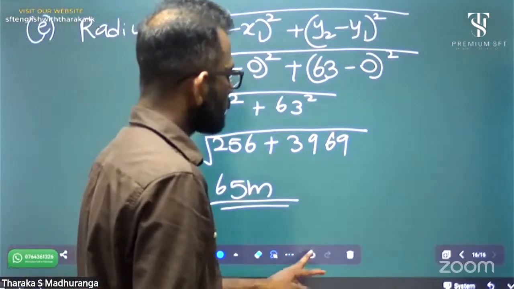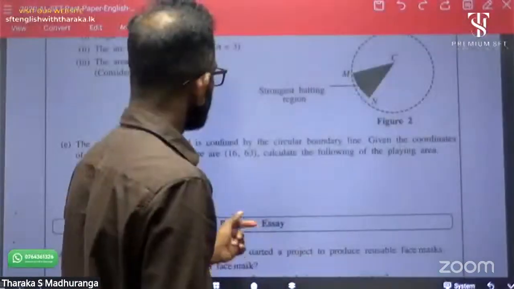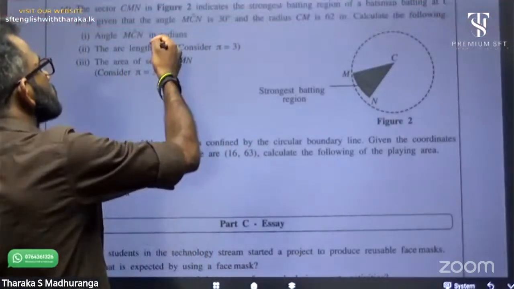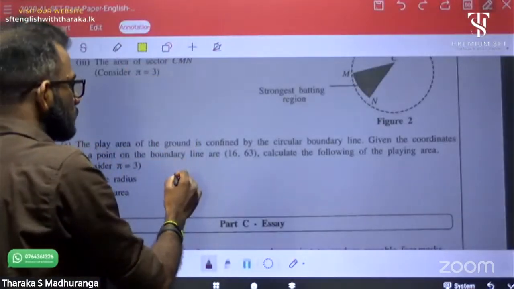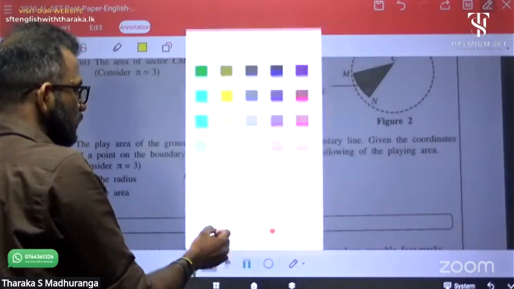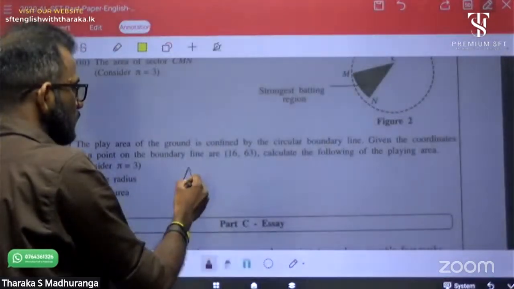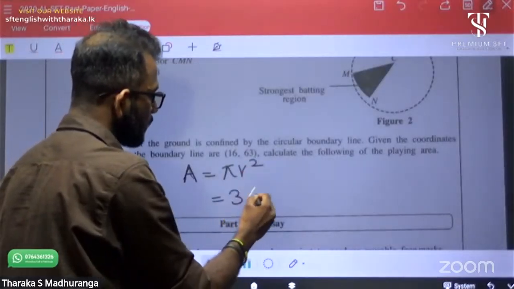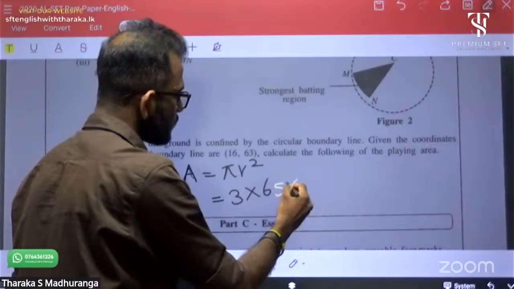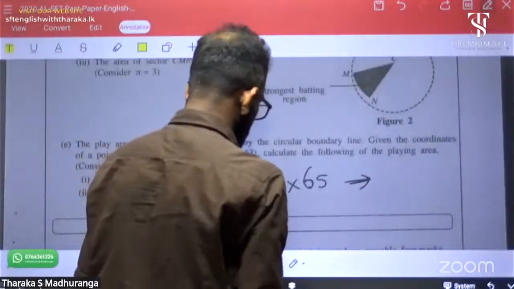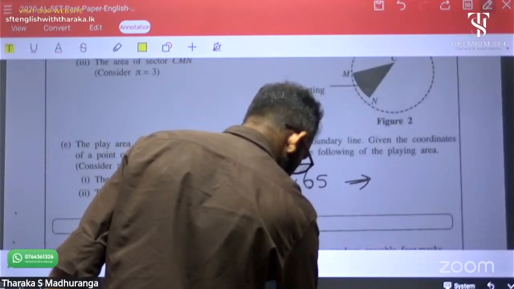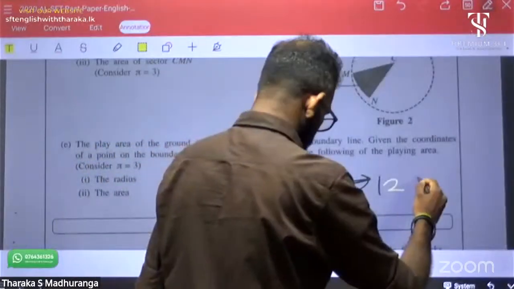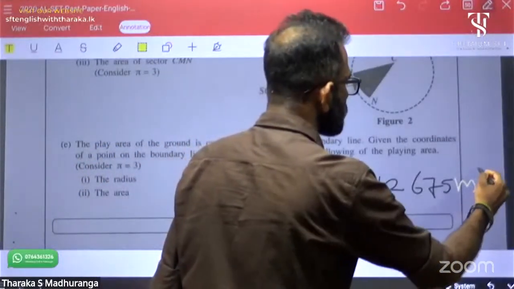If it is a 65-meter radius, finally it asks the area of the circle. The area of the circle, very simple. Area of the circle, pi r squared. The area equals pi r squared. Pi equal 3, r 65 into 65. The value is 12,675 square meter.